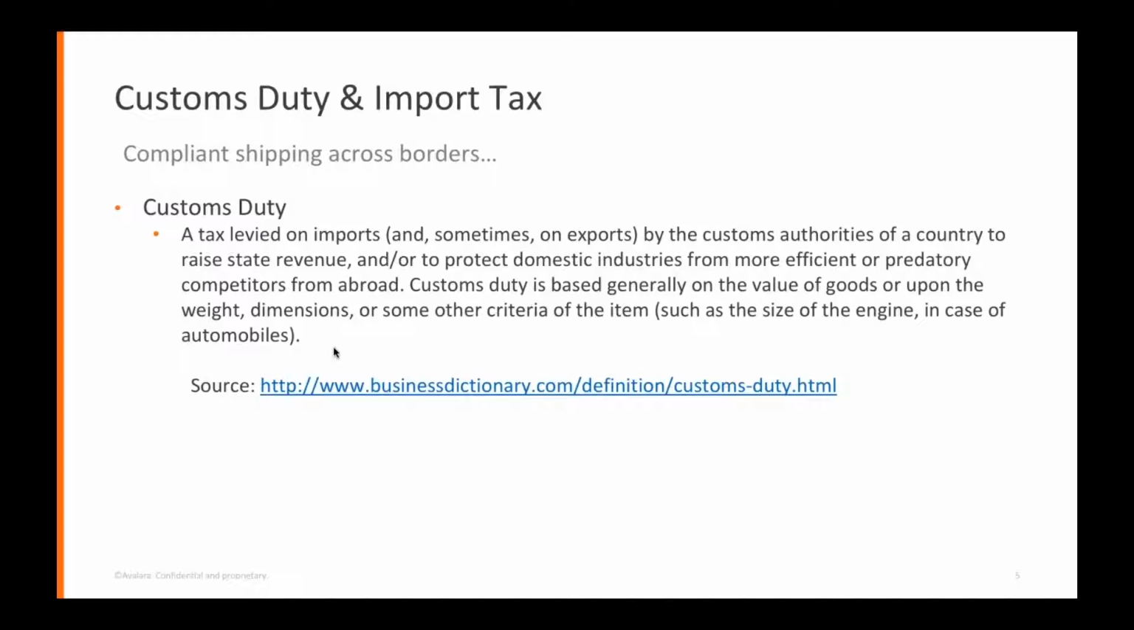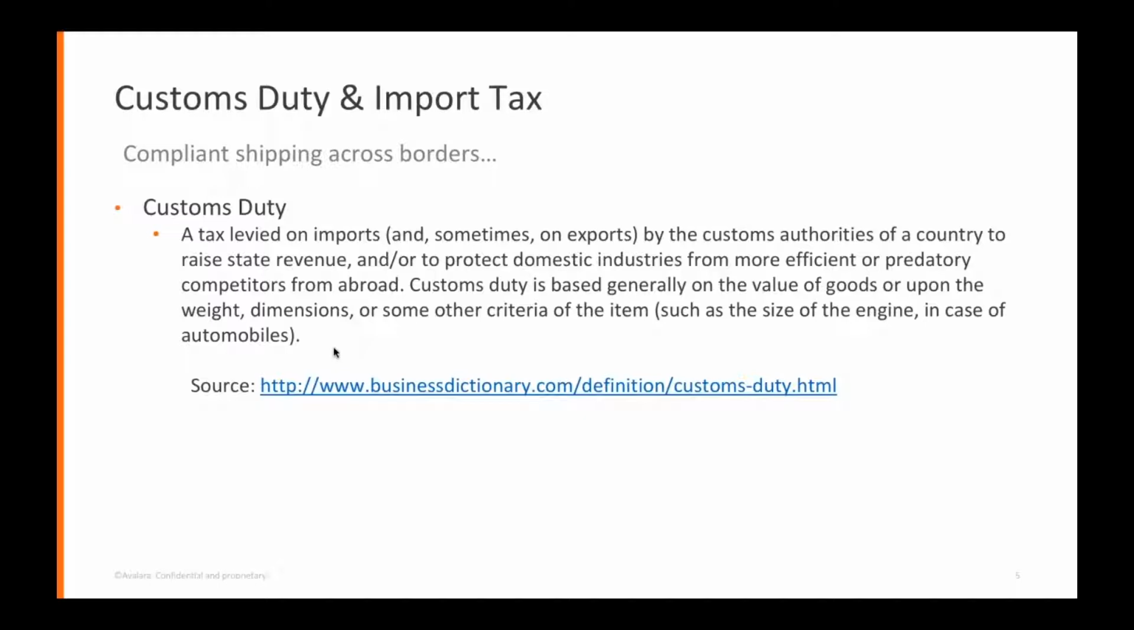And as part of that estimating process, we'll have a bit of a detour or a side note here on customs duty and import tax. And this is compliant shipping across borders. And in many cases, especially on one-off orders that are shipping across international borders, there can be customs duty or an import tax that is assessed on that. The AvaTax service is now able to do those types of estimates.